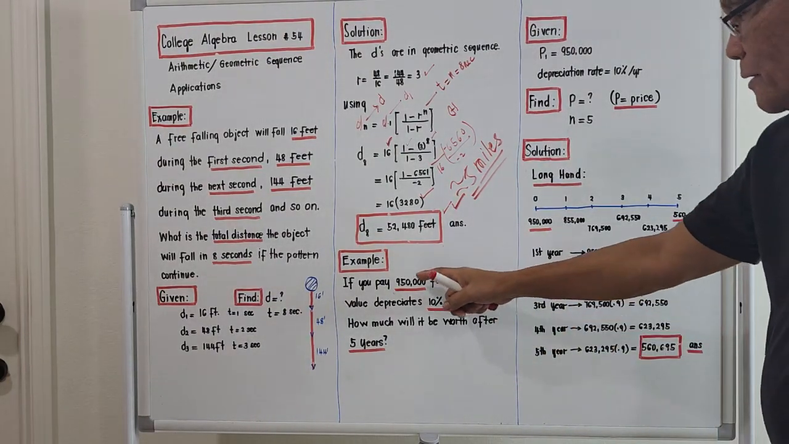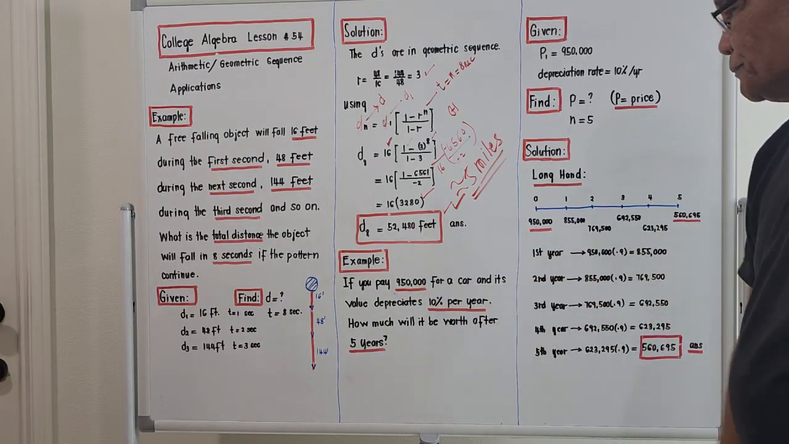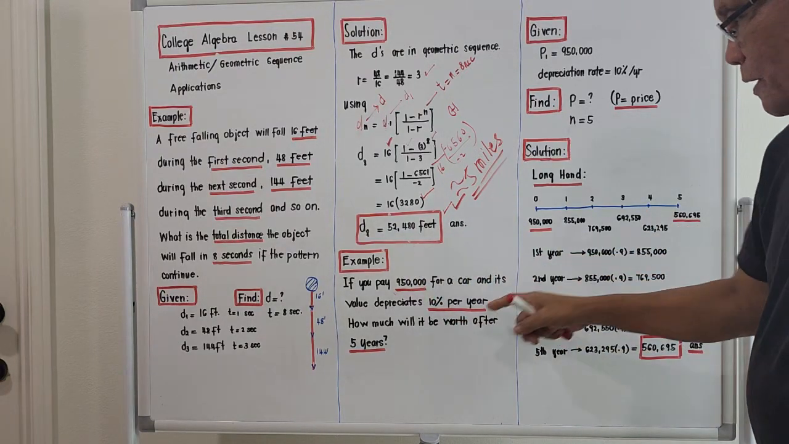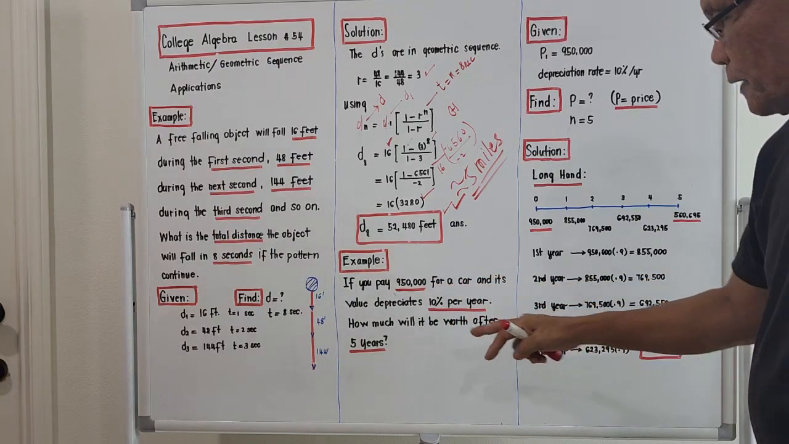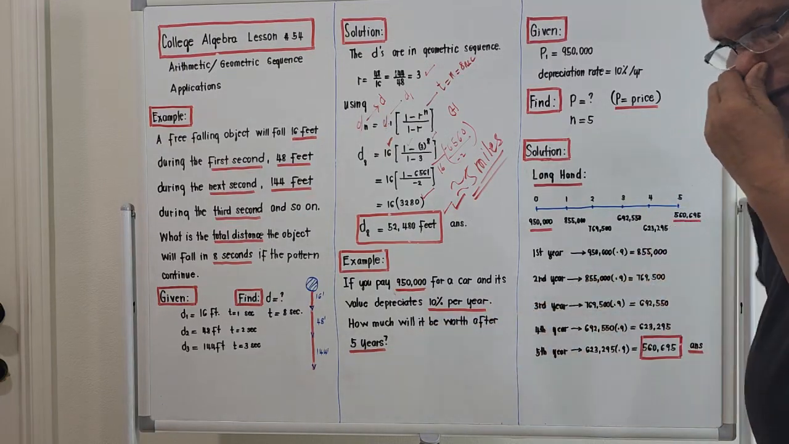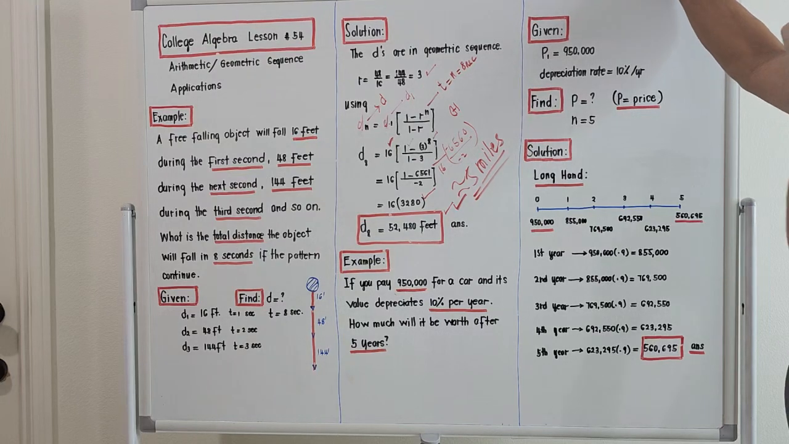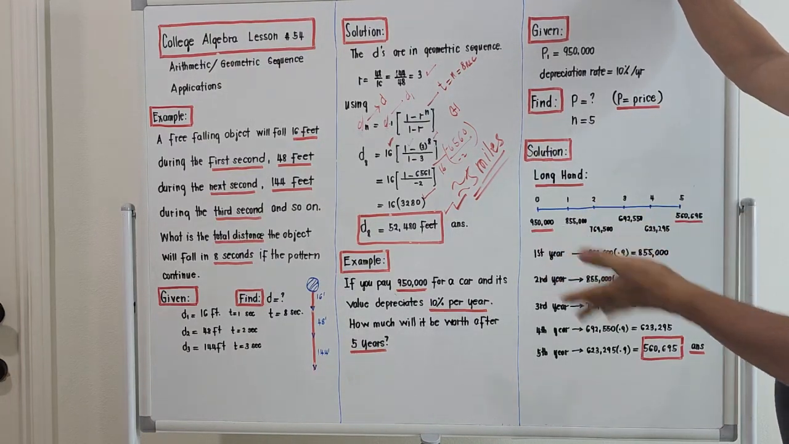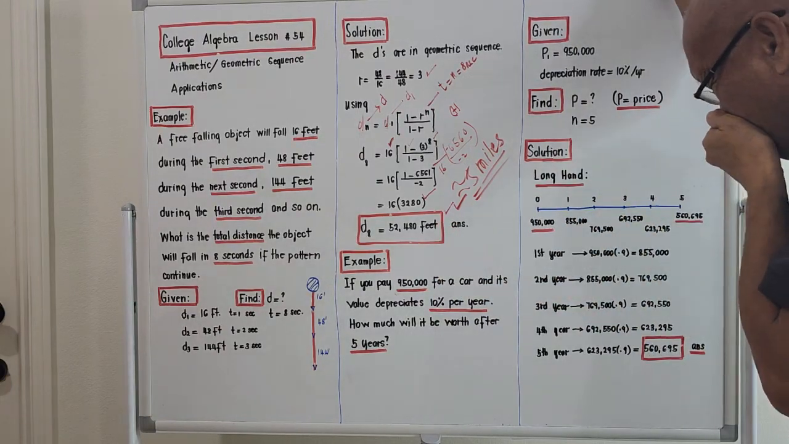If you pay 950,000, okay, this is not dollars, pesos maybe, for a car and its value depreciates 10% per year, how much will it be worth after 5 years? Cars, when you buy them originally, actually depreciate each year. So the problem is asking, if the original price was 950,000.